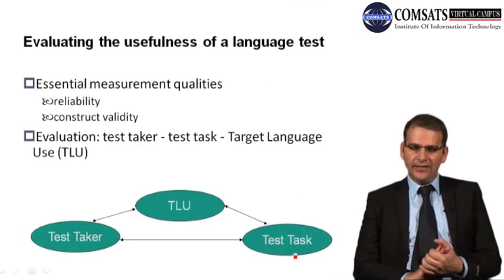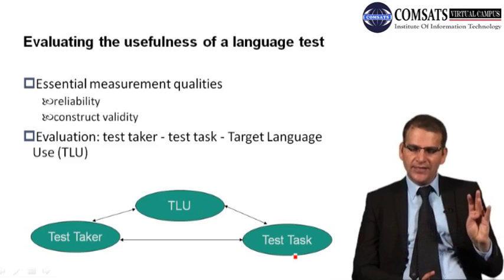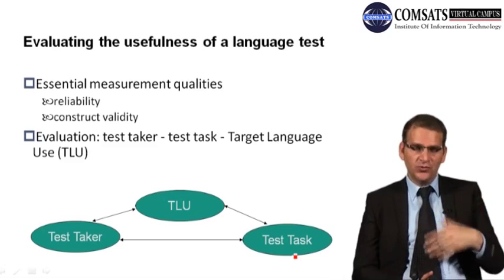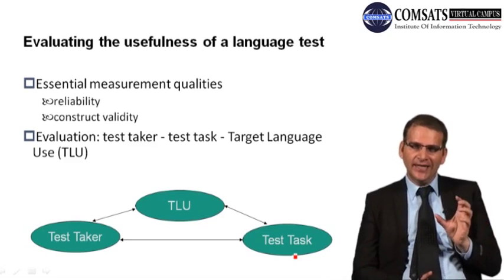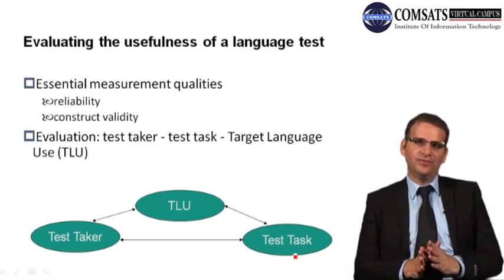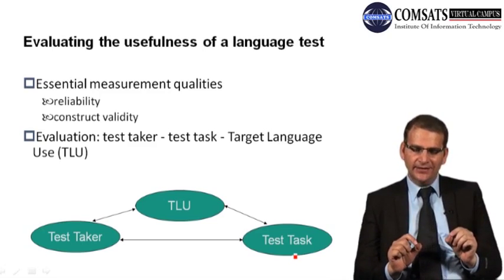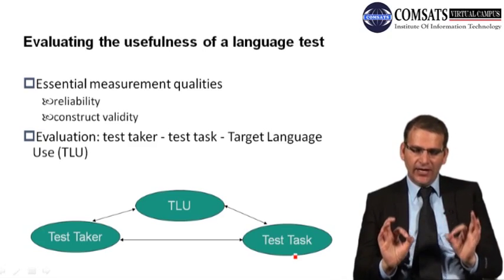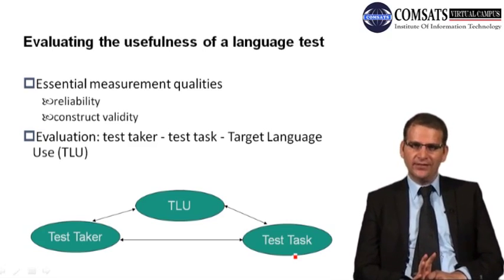Now see here, what do we do? Moving on, how can the usefulness of tests be evaluated for a language test? So the essential measurement qualities: reliability and construct validity. I want you to go through what construct validity is; I'll tell you later on. Then reliability: is it reliable or not? Then what is the construct validity of this test? The second point is evaluation of the test taker, test task, and test target language use, TLU. Clear? Very important points that you have to see.